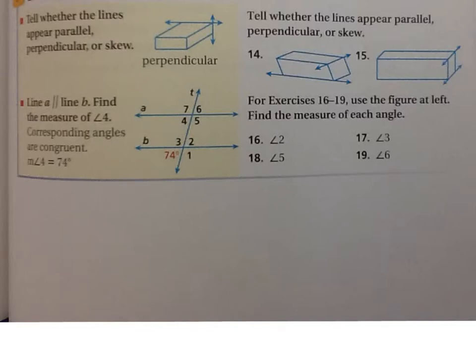Okay, so we're going to look at transversal lines today. Remember, transversal lines are going to be a set of parallel lines that are intersected by another line that we call the transversal. So this one here that goes down is called our transversal because it goes across the parallel lines.